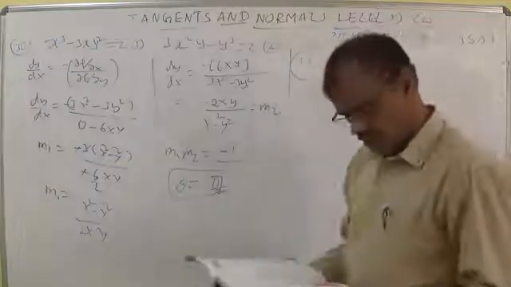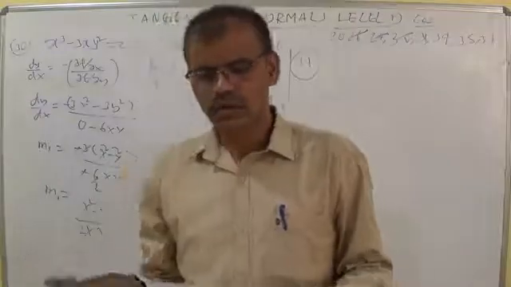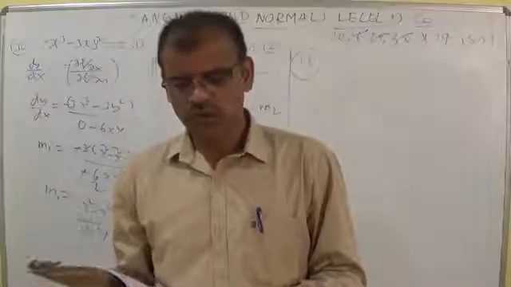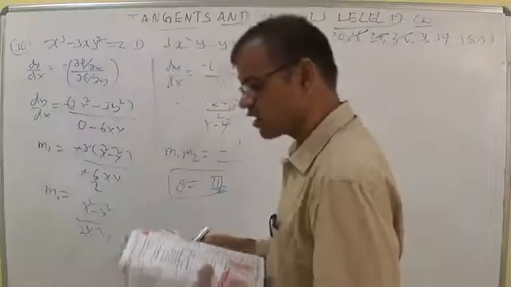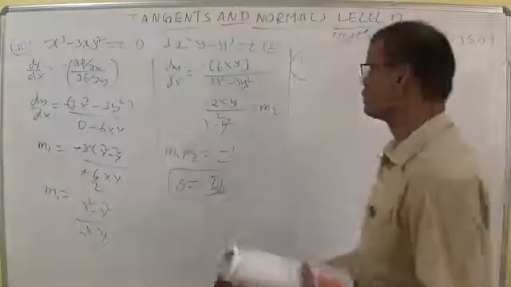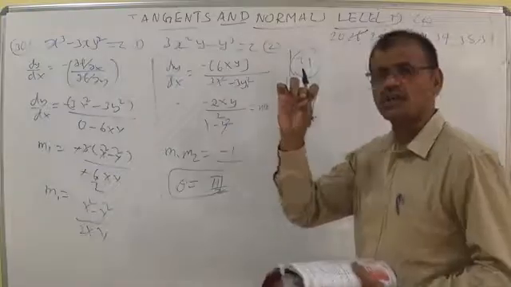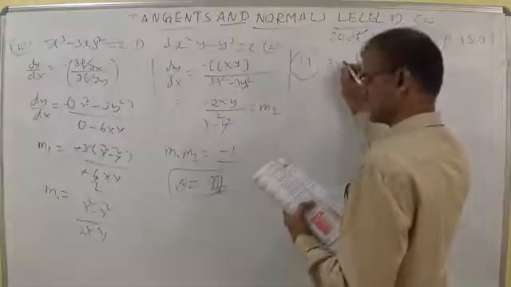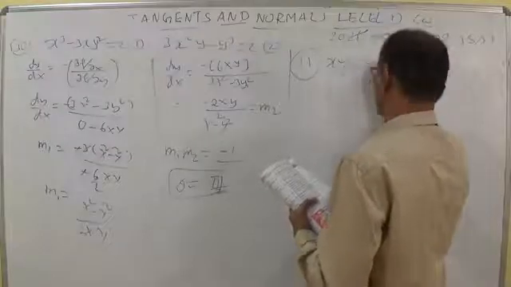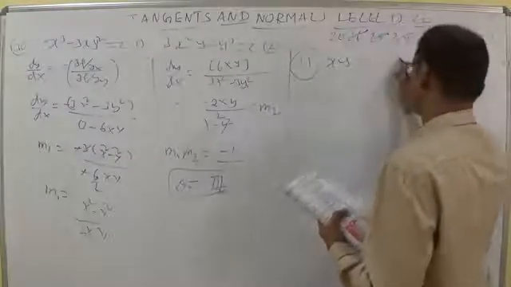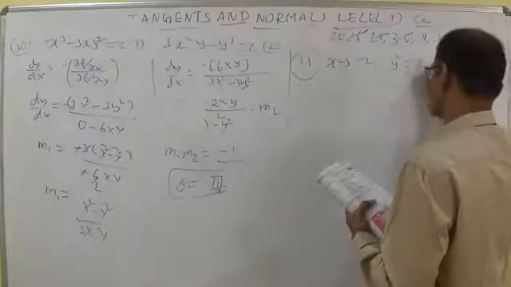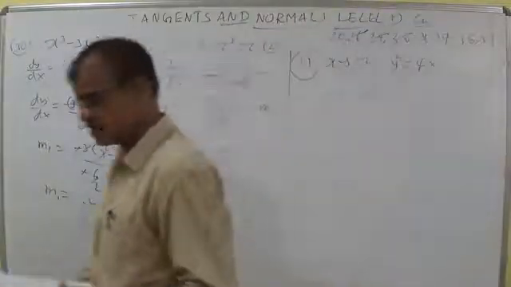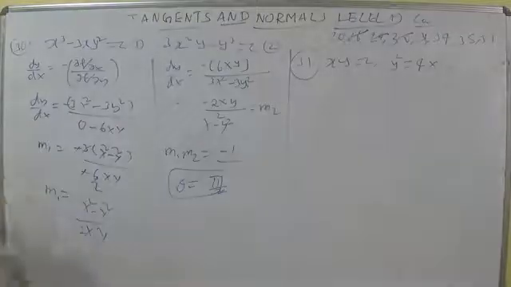31. Question 31: if the acute angle between the curves xy equal to 2 and y square equal to 4x is theta, then find tan theta. He has given the value, he put the name as tan theta, we should calculate theta. Xy equal to 2 is a rectangular hyperbola, and y square equal to 4x is a parabola. There is no orthogonality condition, so you should calculate the value of theta.